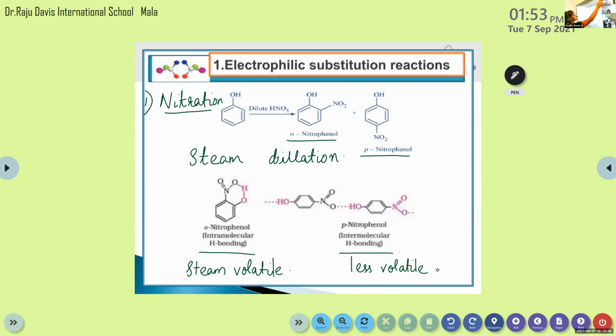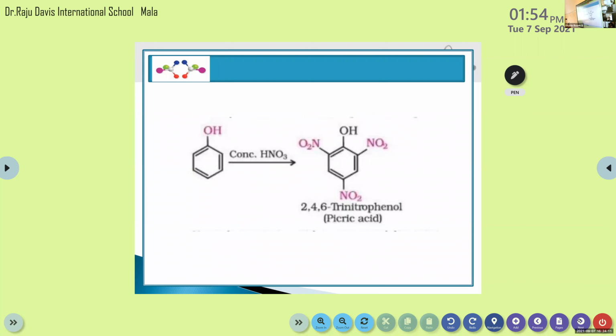Okay, in these two cases, we are using dilute HNO3. Dilute nitric acid will be used. If we are using concentrated nitric acid, then another product will be obtained. If we are using concentrated nitric acid, this substitution occurs at all ortho and para positions. These two ortho positions and one para position are substituted by the nitro group. And this IUPAC name is 2,4,6-trinitrophenol. Its common name is picric acid.